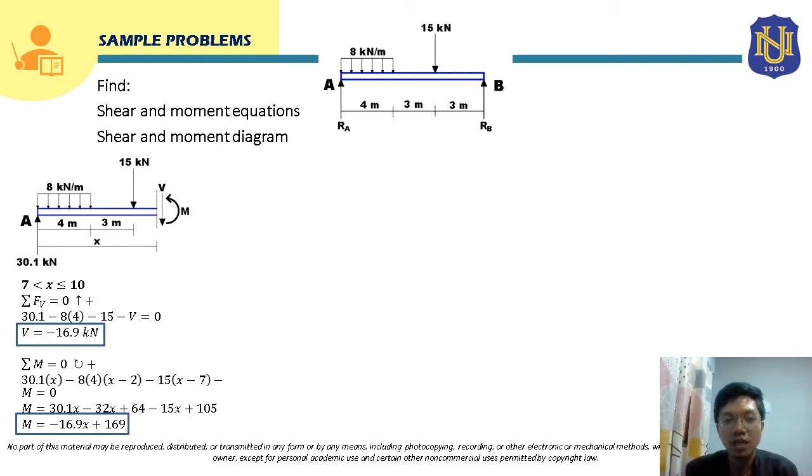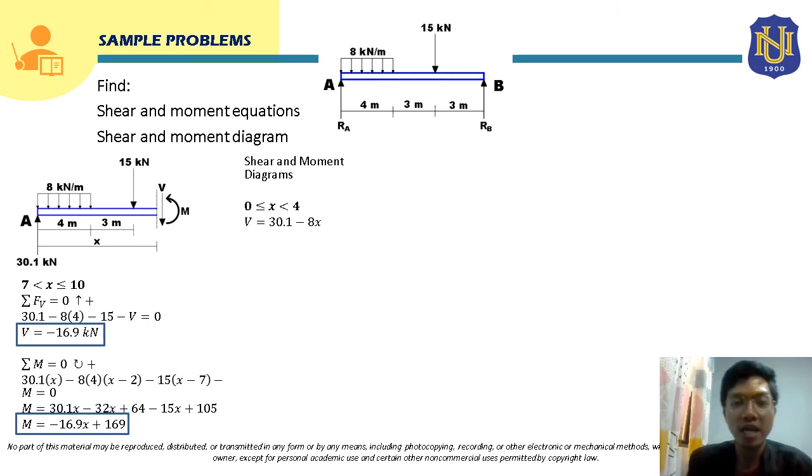Now we can start plotting the shear diagram, class. For the shear diagram, from 0 to 4, that will be for the first segment, our shear equation is 30.1 minus 8x.